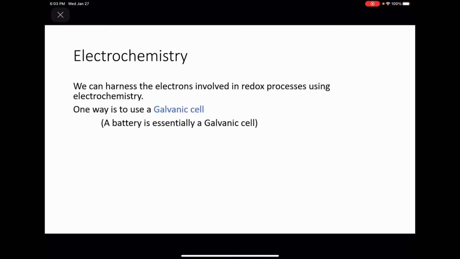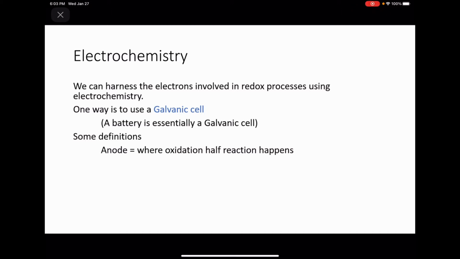So one way we can do that is we can use a galvanic cell, or sometimes called a voltaic cell. It's essentially the same thing as a battery. Okay, a battery is a galvanic cell just hooked up to whatever you want to run, your phone or your laptop or whatnot. And so let's start with some definitions of parts of the galvanic cell.